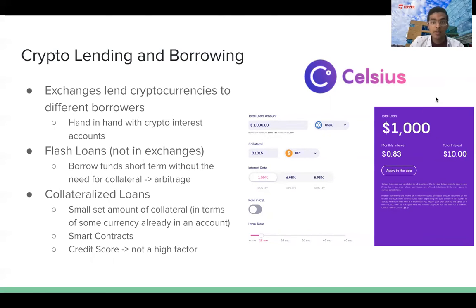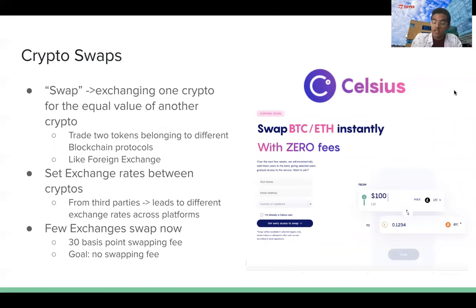So on the next slide, we'll be shifting to crypto swaps. A swap is basically when you exchange one cryptocurrency you hold for the equivalent value of another cryptocurrency. It combines the functions of centralized and decentralized exchanges by allowing trades between two different tokens belonging to two different blockchains. So instead of having to convert fiat to currency or migrate to a different blockchain, swaps directly exchange coins from the original trading account. They can be directly compared to how foreign exchange works.